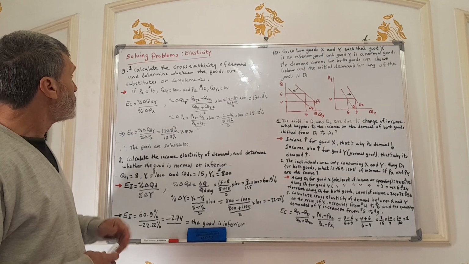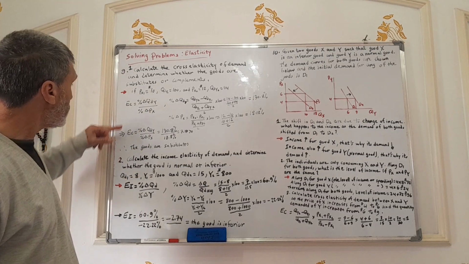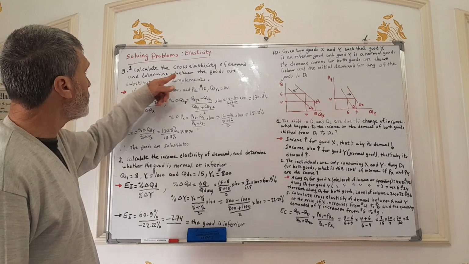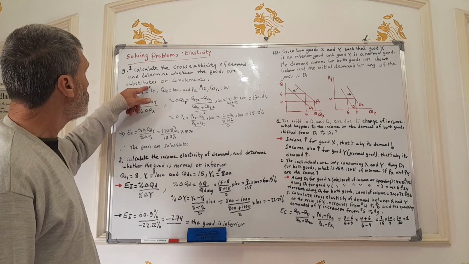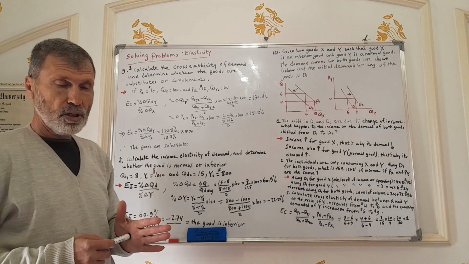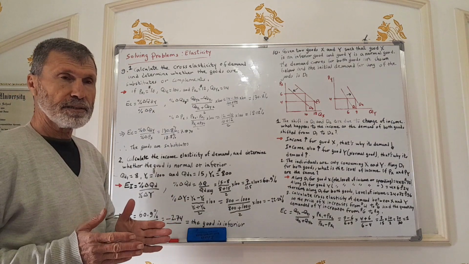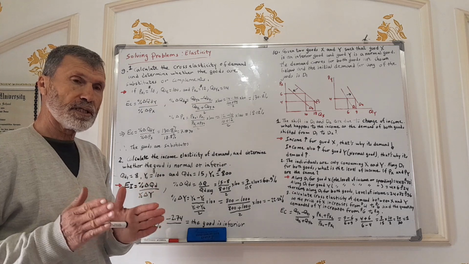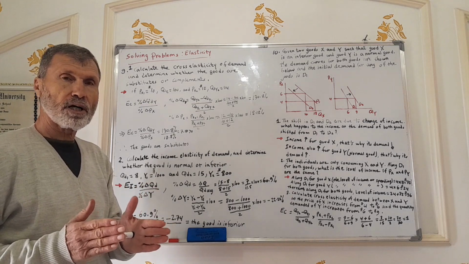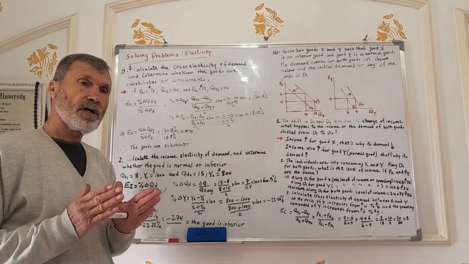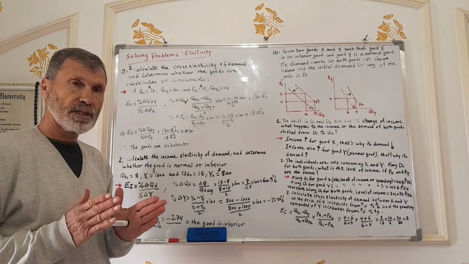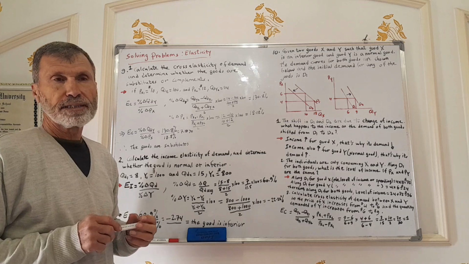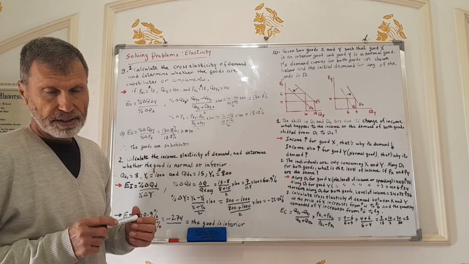Problem number 9 consists of 2 parts, 1 and 2, of course. Part 1 says calculate the cross elasticity of demand and determine whether the goods are substitutes or complements. When we calculate the cross elasticity of demand, if the coefficient of the cross elasticity of demand is positive, then we say the goods in question are substitutes. And if, on the other hand, the coefficient of the cross elasticity of demand is negative, then we say the goods are complements.